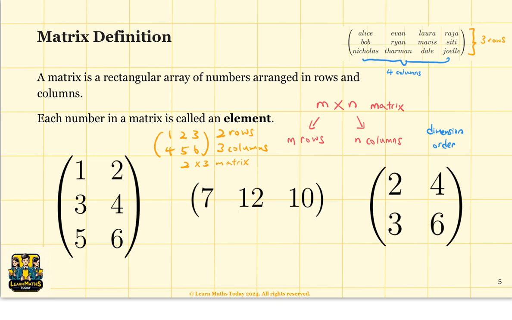The individual numbers within a matrix are called elements, and they can be identified based on their position. For example, if looking at the element in the second row and third column, we can write that as a, subscript 2, subscript 3, where the subscripts tell us which row and column it is in.